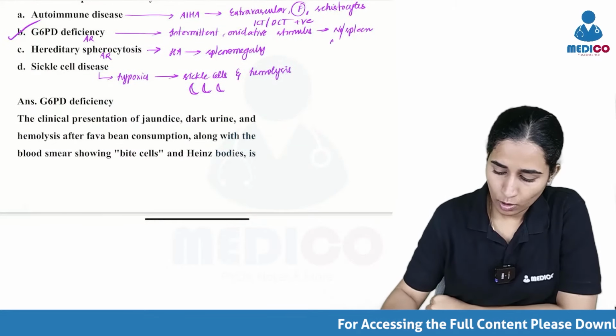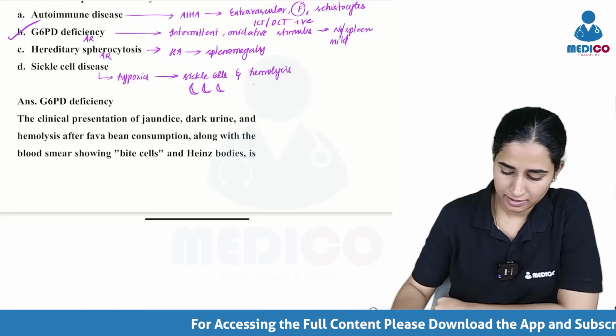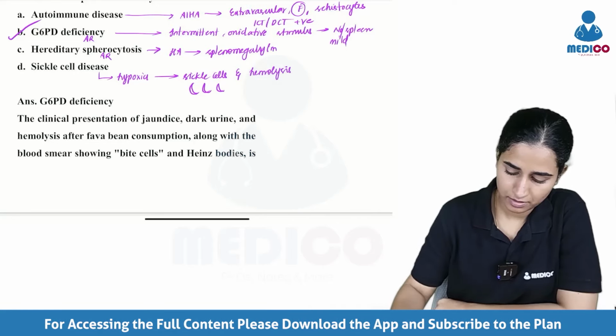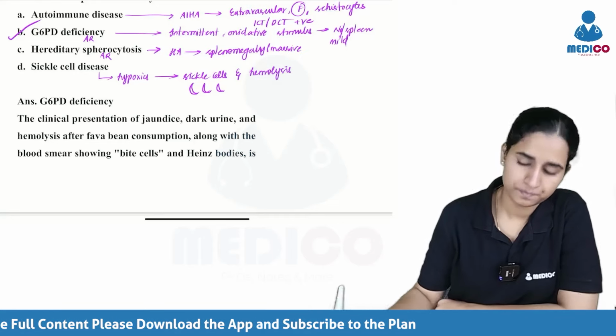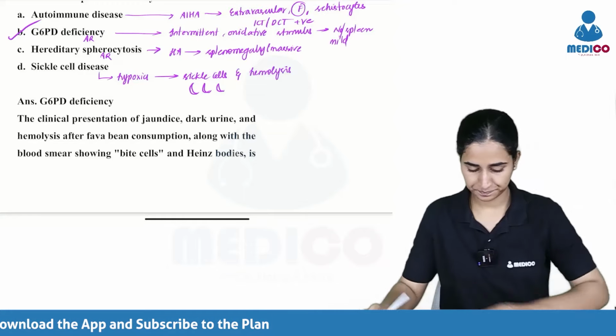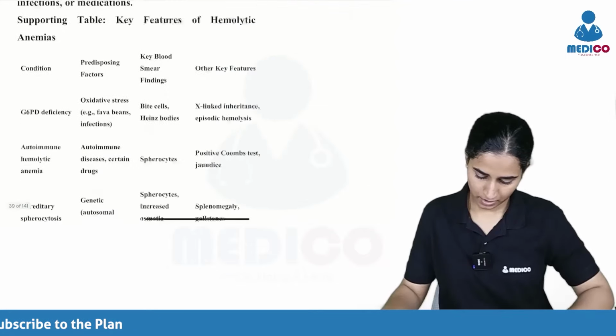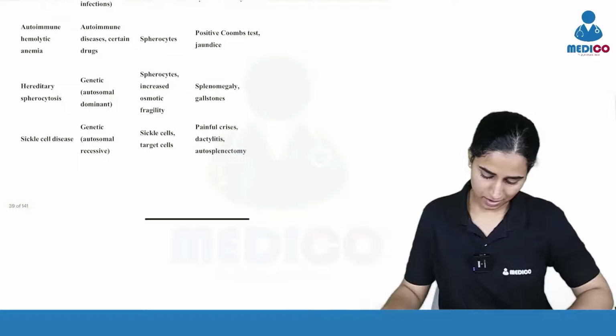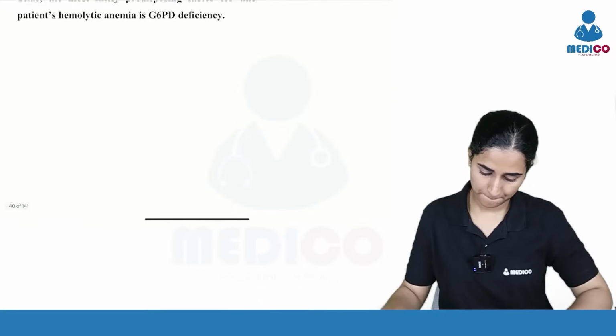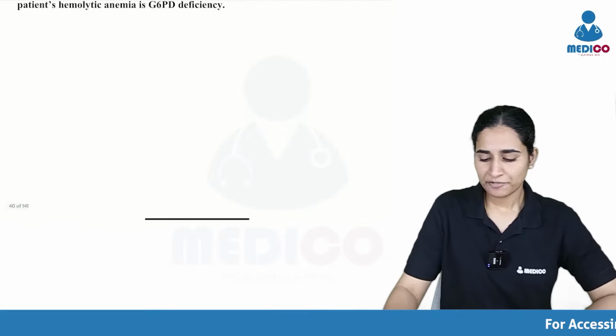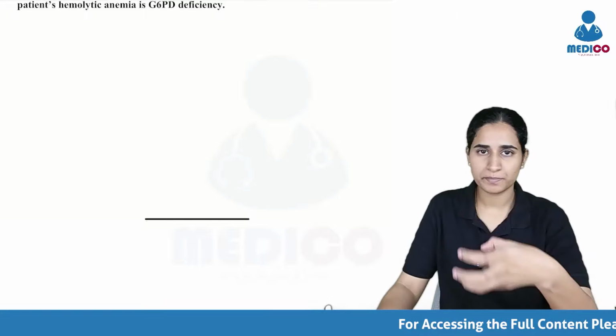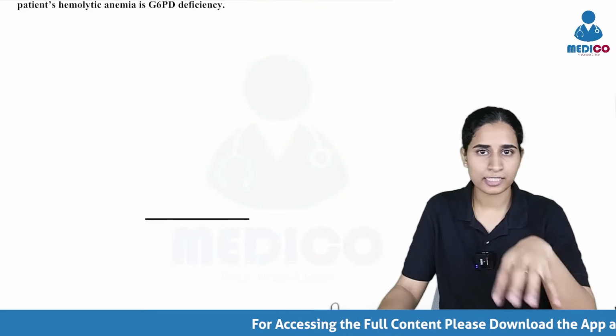So there will be no or mild splenomegaly. But here there is massive. Okay. So the same thing is given here. So you have seen that exposure to fava beans, there is oxidative stress.